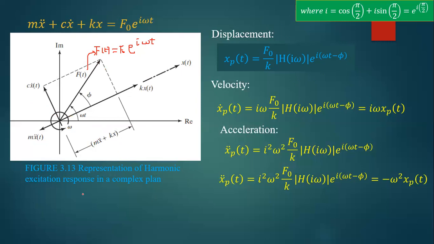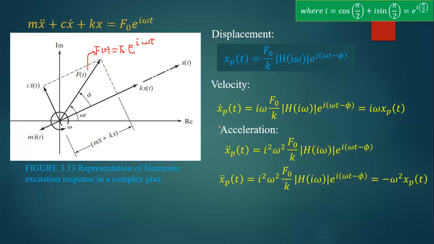So harmonic excitation representation in a complex plane is like this. The displacement is given as x particular of t, which is equal to f naught over k times the magnitude of the function H of i omega, times e to the power of i omega t minus phi. This is the phase difference.